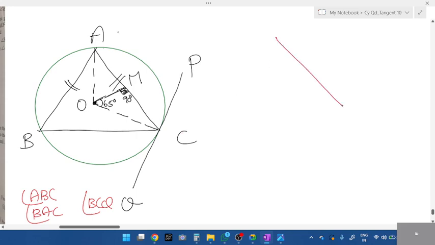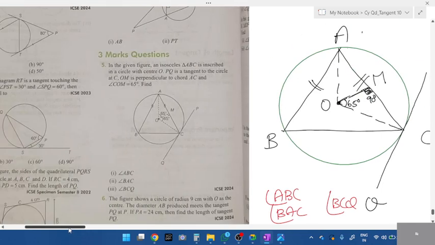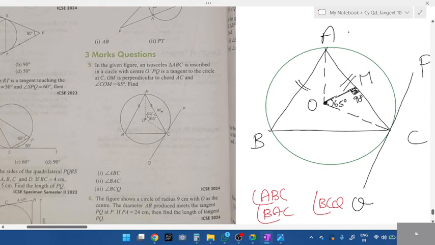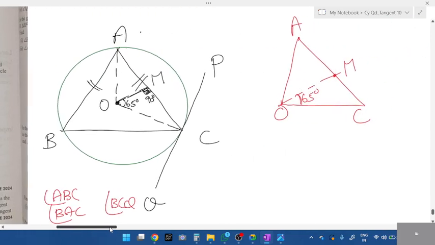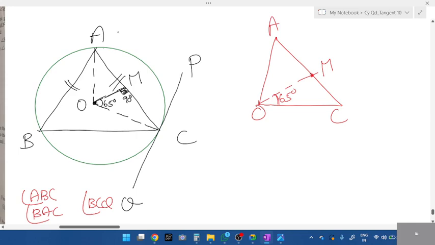Look, where is the angle? Where is the value given? All of you respond, students. Where is the value given? 65 degrees. Center, right? Only one part is 65, not the entire thing. MOC is 65. And what is M? What value they have given? M is perpendicular to AC. The meaning of perpendicular is right, students. 90 degrees. Okay, 90 degree.